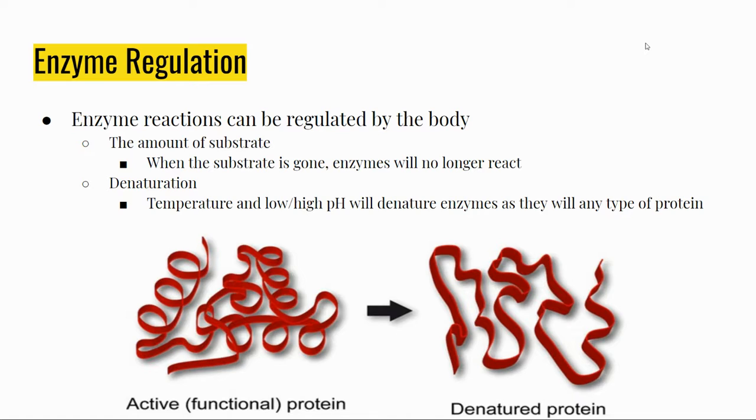So how does it get rid of enzymes? Well, the body denatures them. When you get a low-grade fever, you may be denaturing enzymes, getting rid of excess enzymes that your body doesn't need right now. So temperature and high and low pH will denature enzymes, as will any other type of protein. And I believe that is the end of this particular presentation.